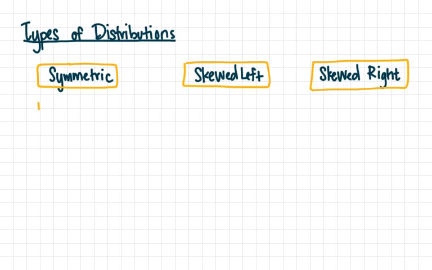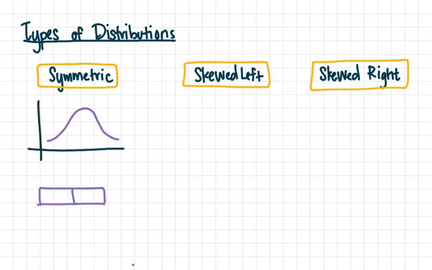Okay, symmetric distribution is going to be, let's say we had a histogram, and it's going to look like you could fold it in half and it would match on both sides. Or if you had a box plot, the box part looks like it's cut close to the middle. I don't care if the whiskers are different lengths. We're talking mostly about the box.